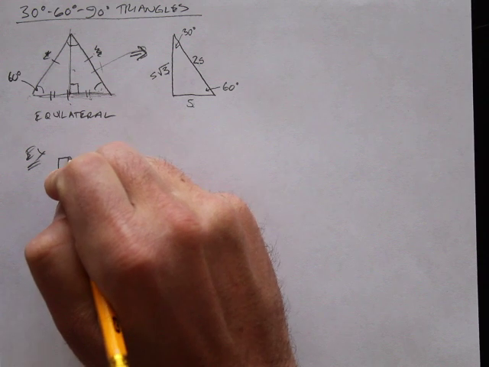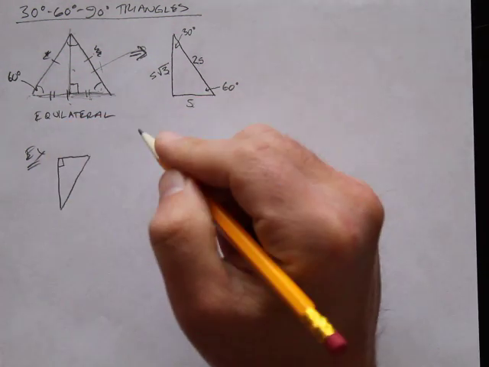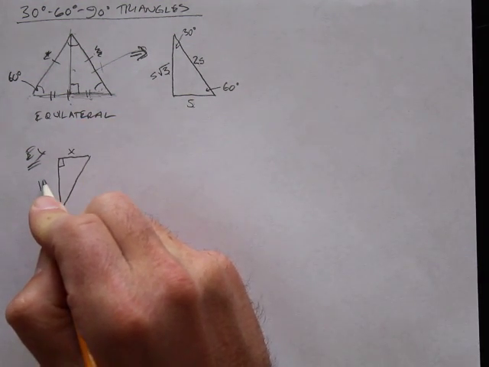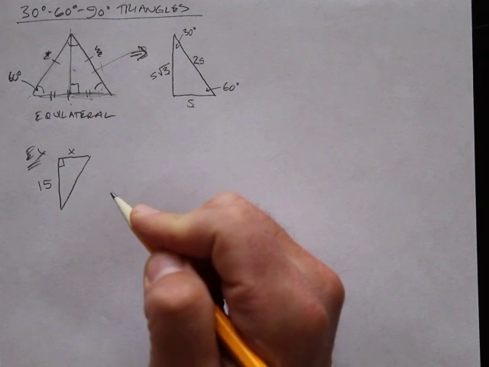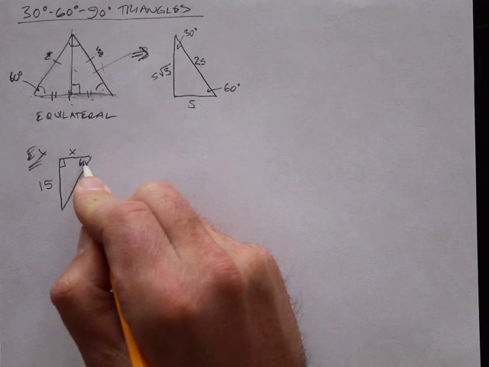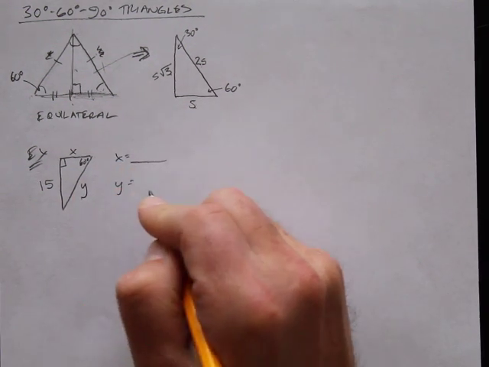I have a triangle, and this smaller side is X, this longer leg is 5, and the hypotenuse is Y. This is 60 degrees here, so I want to know what X is and what Y is.